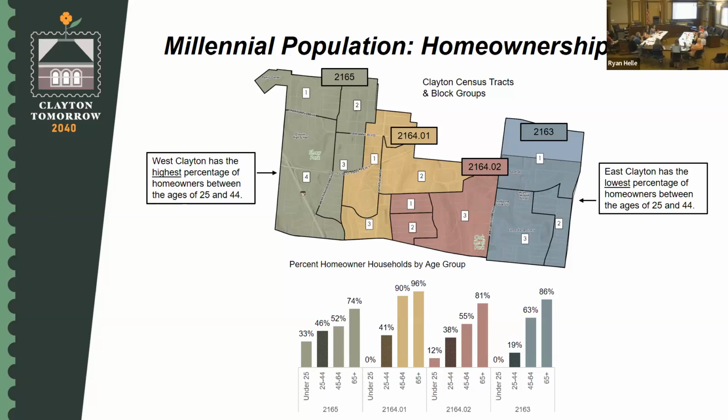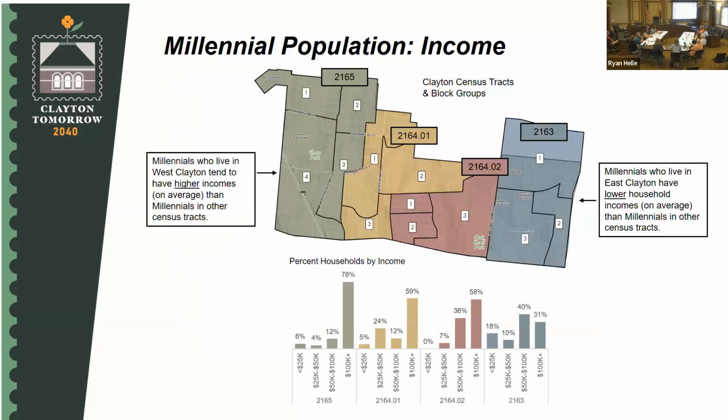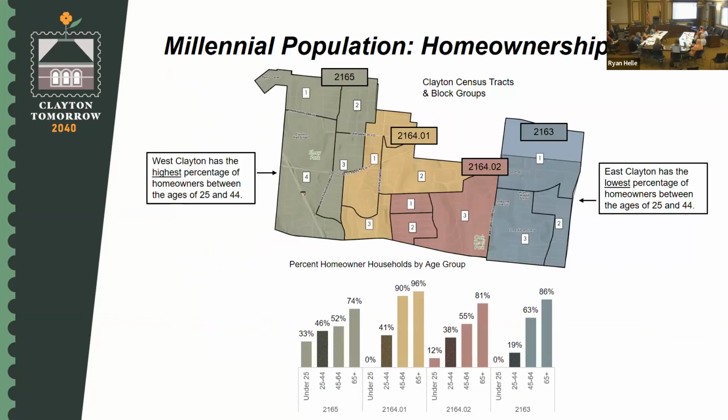Right. But I do think that shows up in the area you're talking about, Ward 3 or the western part. If you look back at that household income map and then compare that to home ownership, 100,000 plus, you can see it's at 78%. And when you flip to home ownership, it's higher than the other areas. There's a correlation there.